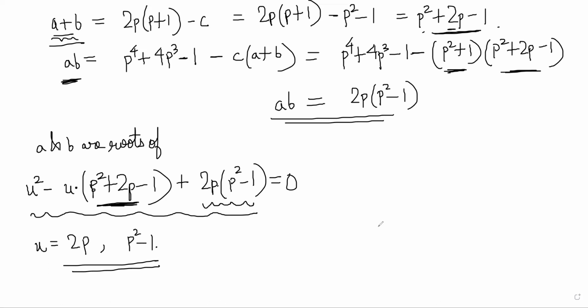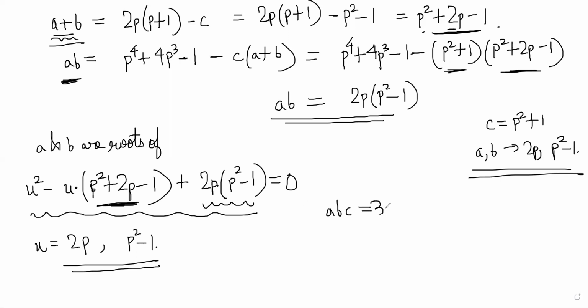So basically what we have is there are three roots A, B, C, where two roots can be 2p, p square minus 1, and the third root is p square plus 1. So we have already found C as p square plus 1, and A and B can be 2p and p square minus 1, right? So if you use the third equation now, which was ABC is equal to 3PQ, and we put these relations in that, we will be able to get this equation and get the values of P.